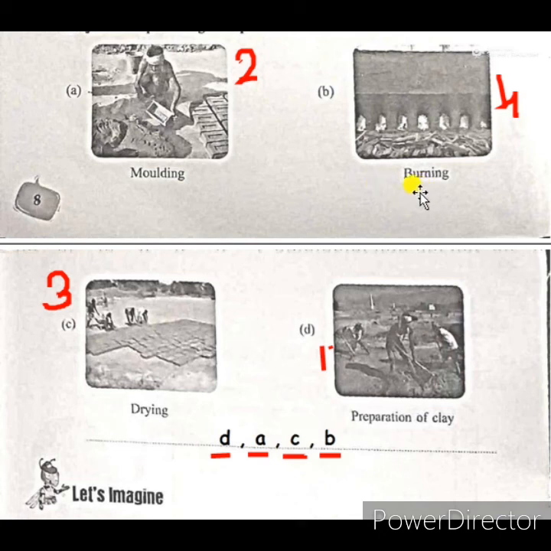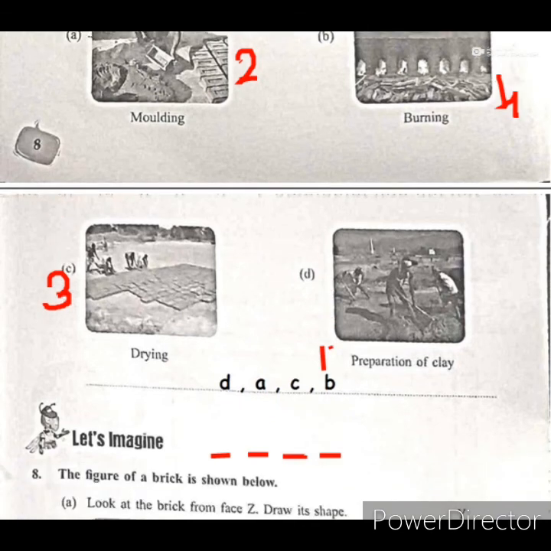So what is the order of the answers? The first picture is D, stage 1, and stage 2 is A, molding, and stage 3 is C, drying in the sunlight, and the last stage is burning. These are the stages of making bricks. Now we will see the next question on this page, page number 9.